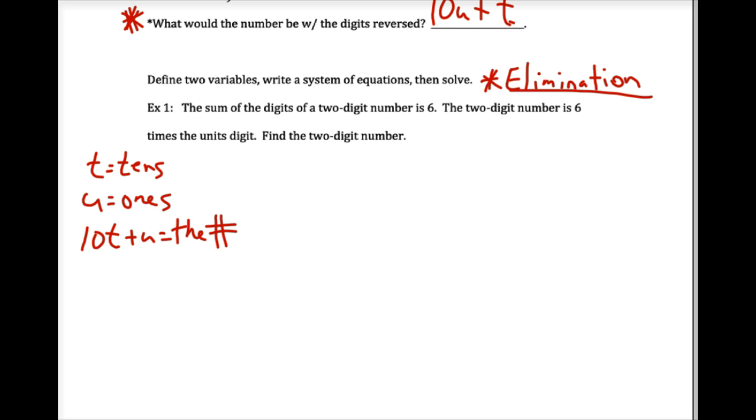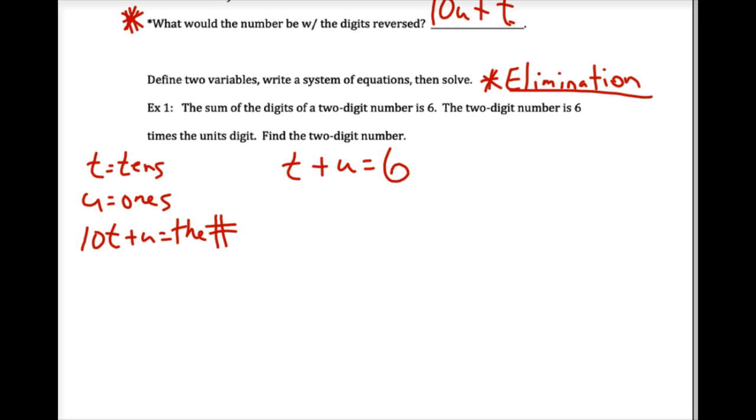It's like a riddle. Go ahead, Olson. TU equals 6. It does not say the product of the digits is 6. T plus U equals 6. So the sum of them. So we're going to add them. Very good. T plus u equals 6. The sum of the digits is 6.